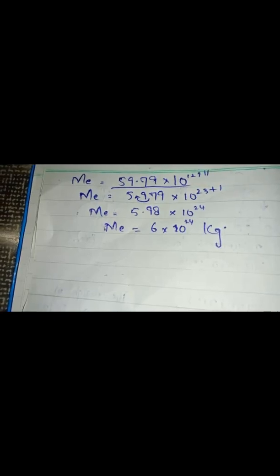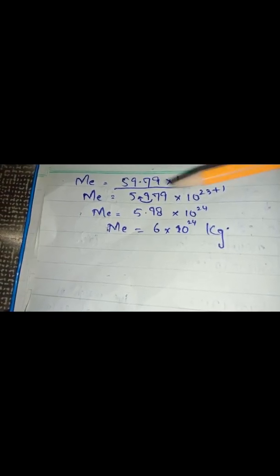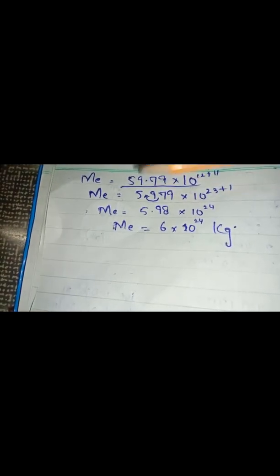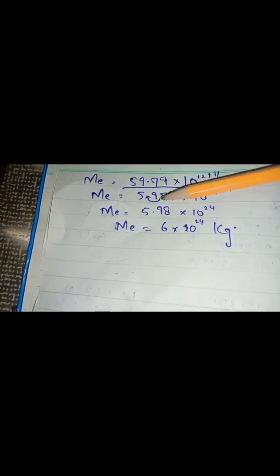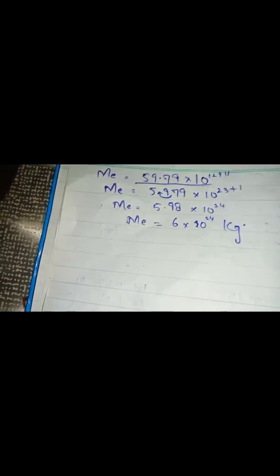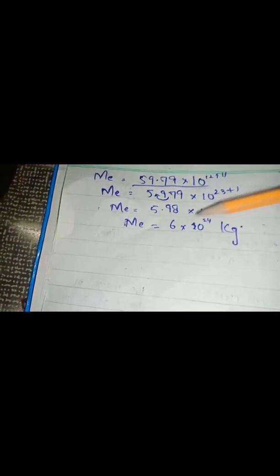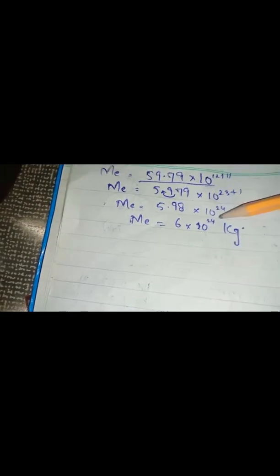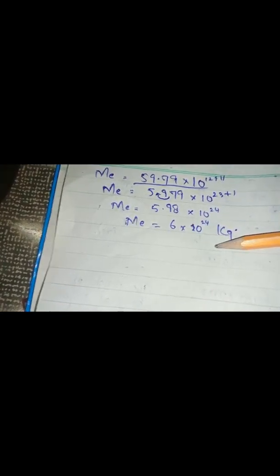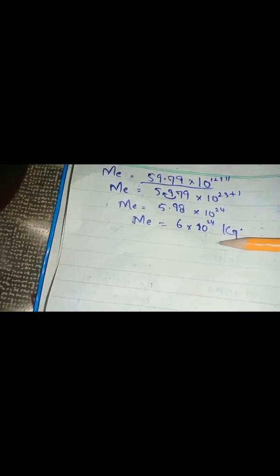It is the rule that the point should be after one digit. So when the point moves, the power will be plus 1, so the answer will be 5.98 into 10 to the power 24. So by rounding it will become 6 into 10 to the power 24 kg. So that is the mass of Earth.